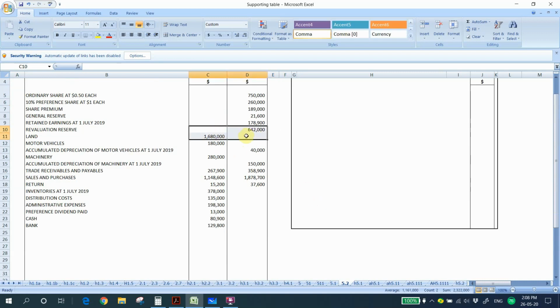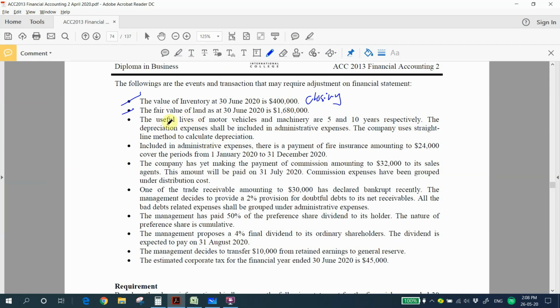So these two are the adjustment. We add 110,000 in the land on the debit, and we add another 110,000 in the credit of revaluation reserve. This is the double entry for second adjustment. Third one, the useful lives of motor vehicles and machinery are 5 and 10 years respectively. The depreciation expenses shall be included in administrative expenses. The company used straight line method to calculate the depreciation.